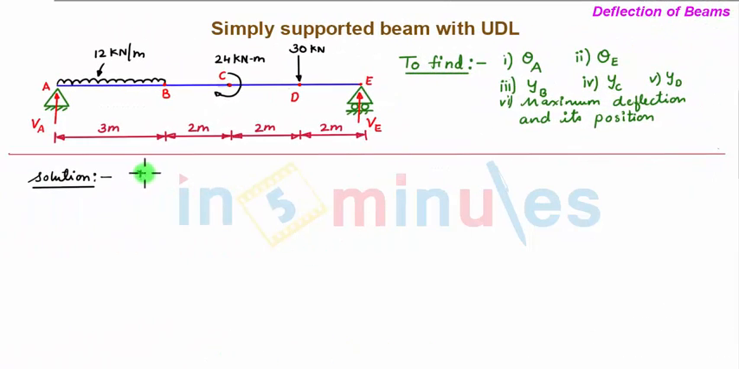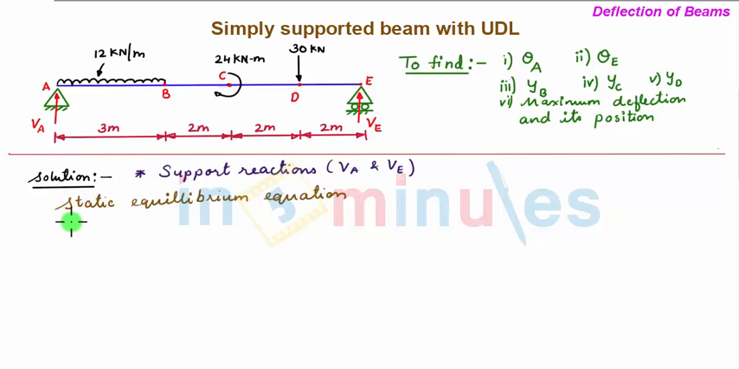The first step is to determine the support reactions, that is VA and VE. For this we make use of the static equilibrium equations. We have two static equilibrium equations: summation of moments about any point equal to 0, and summation of all vertical forces, that is summation of Fy, equal to 0. Now let us apply the first static equilibrium equation at point A. So we can write summation of all moments about point A is equal to 0.